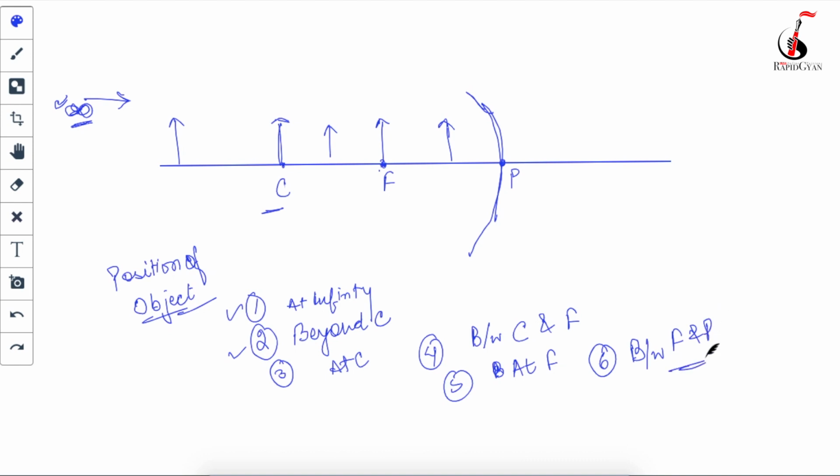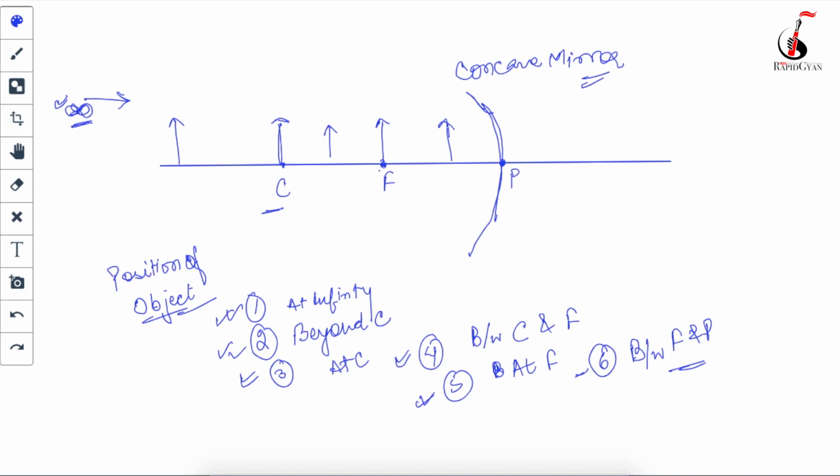Will there be any other possibility? Now if you go even closer, it will be at P, so it's not possible. Okay, so these are the possible positions of the object in case of a concave mirror. This is your concave mirror. Hope you guys understand this.